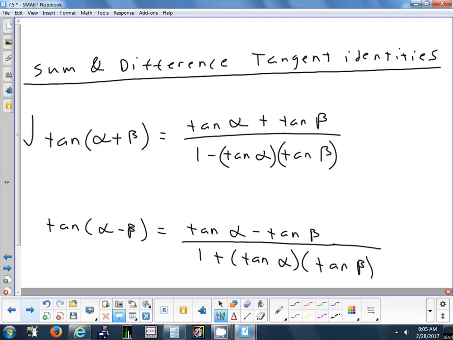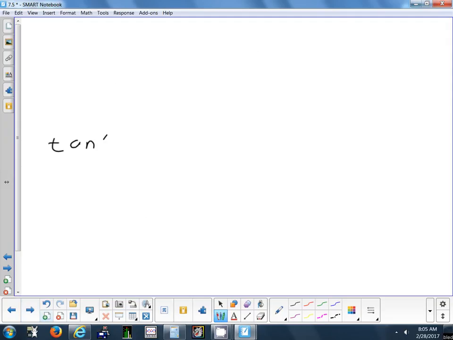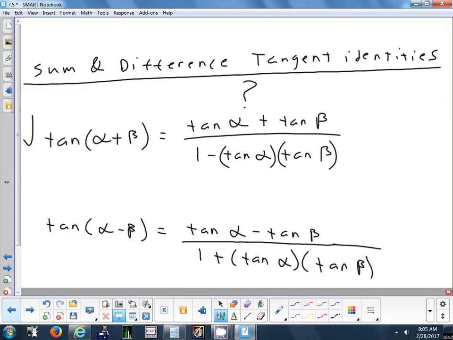But I want to look at this one, the tangent of alpha plus beta. And I want to see if we can figure out how they are getting all that stuff on the right. So I want to start with tangent of alpha plus beta, and think of a way to rewrite that. How can you rewrite tangent in general? I want you to think in terms of the identities we learned just before the tangent sum and difference. Remember how you can rewrite tangent.